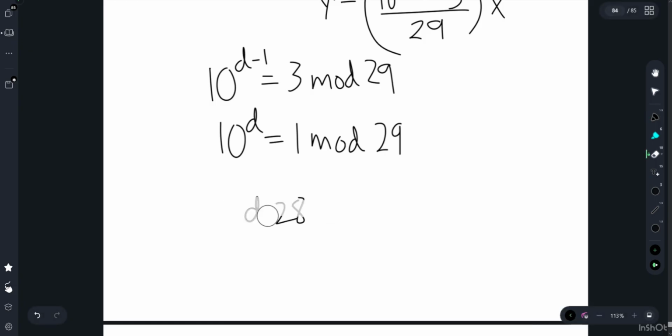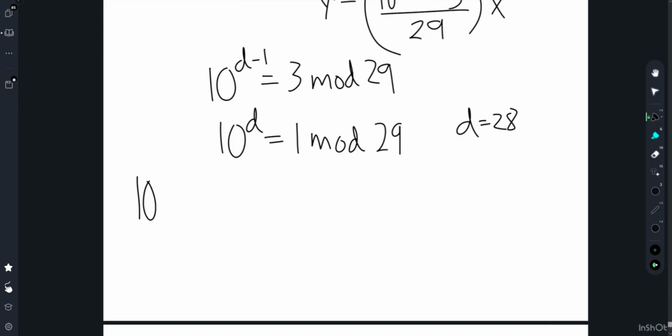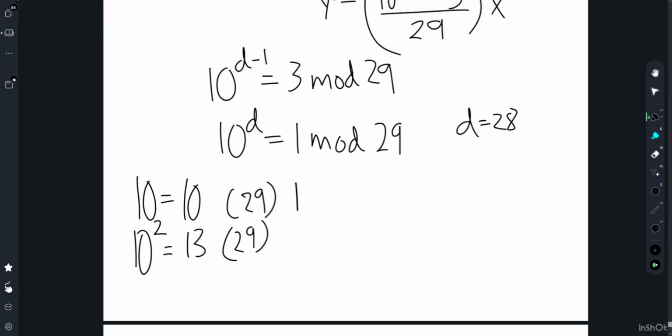But we want to make sure that 28 is the smallest d, and we only have to test divisors of 28. So when d equals 1, 10 is obviously not equal to 1 mod 29. It's equal to 10 mod 29. I'm just shortening with parentheses 29. 10 squared is equal to 100, and we know that 87 is a multiple of 29, so 13 mod 29. 10 to the 4th, we can just square 13. We get 169. 169 is 24 mod 29.